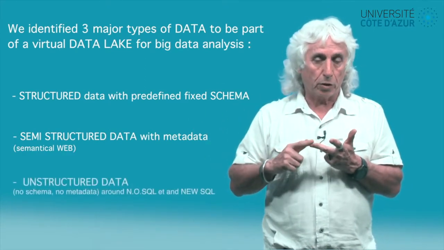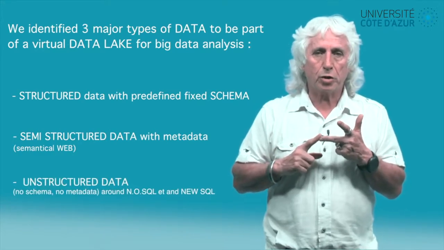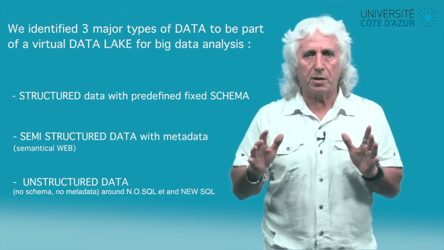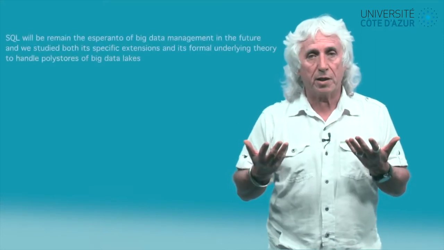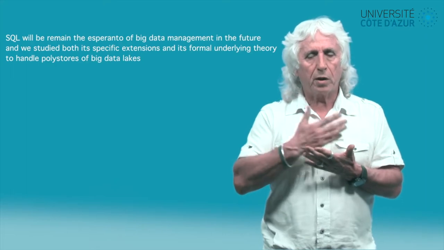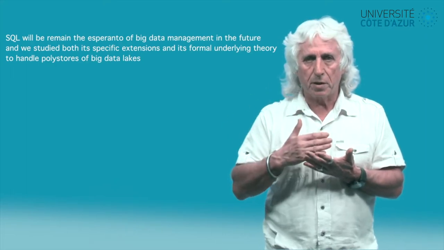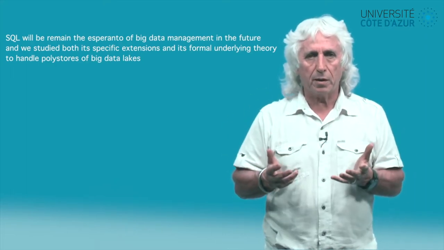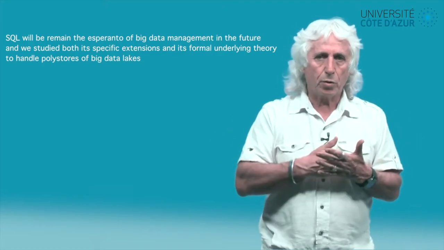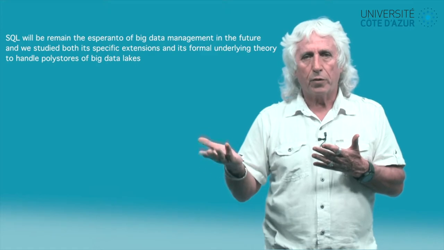And the third category is unstructured data. With unstructured data, no more schema, no metadata. Data coming from captors, data coming from smart objects, generally speaking. And here, we're providing the complete range of concepts with a formal framework at the end, representing the three types of data, from SQL to NewSQL through SPARQL and NoSQL.